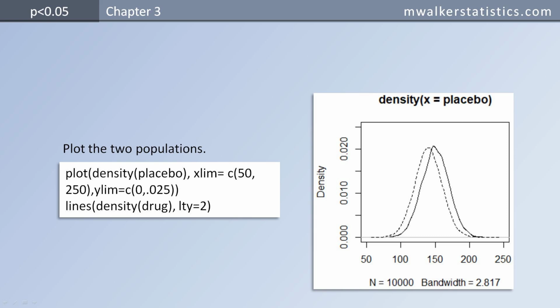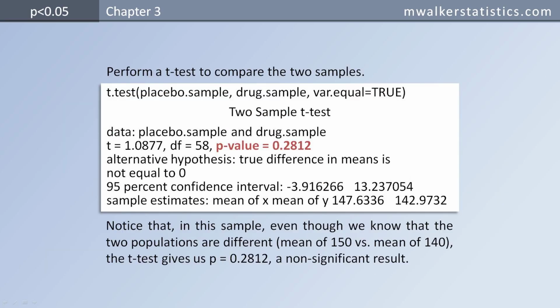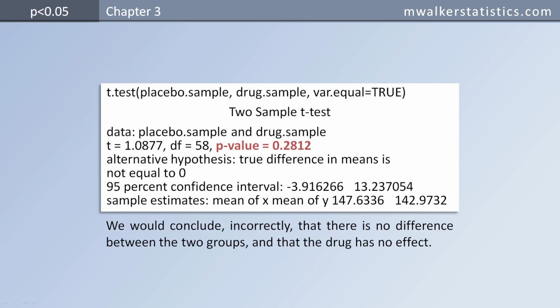Plot the two populations. Take samples of size n equals 30 from the placebo group and the drug group. Plot the two samples. Perform a t-test to compare the two samples. Notice that, in this sample, even though we know that the two populations are different, mean of 150 versus mean of 140, the t-test gives us p equals 0.2812, a non-significant result. We would conclude, incorrectly, that there is no difference between the two groups and that the drug has no effect.